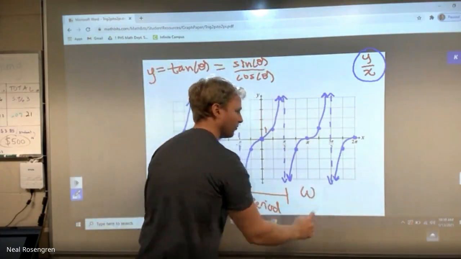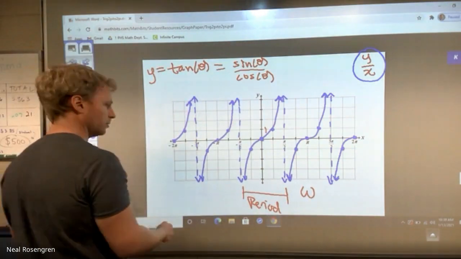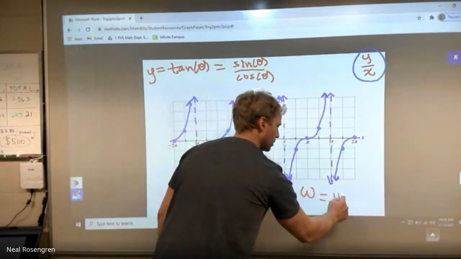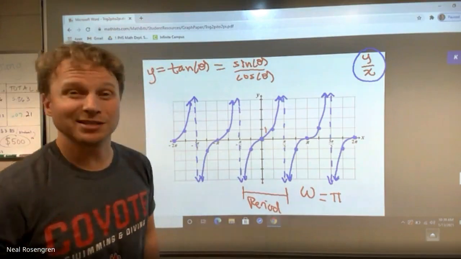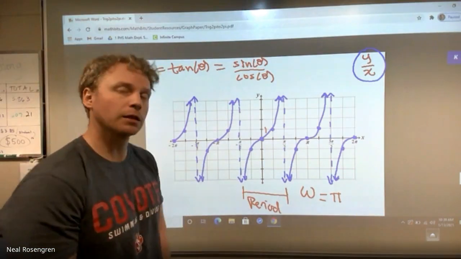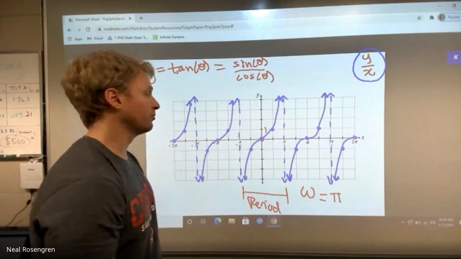The period for this function, you call it omega, I guess, but your regular period is not 2 pi. Your regular period for tangent, and you'll see with cotangent the same thing, is actually just pi. It only takes me a length of pi to get all the way through this whole function, okay?